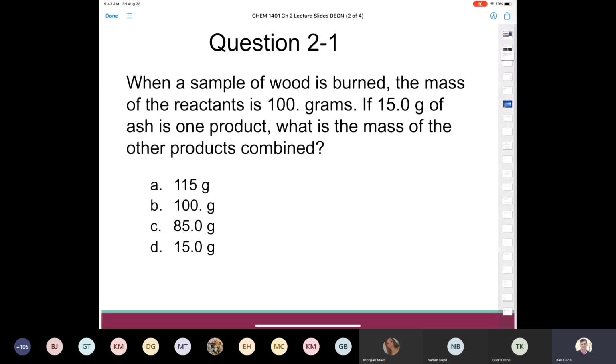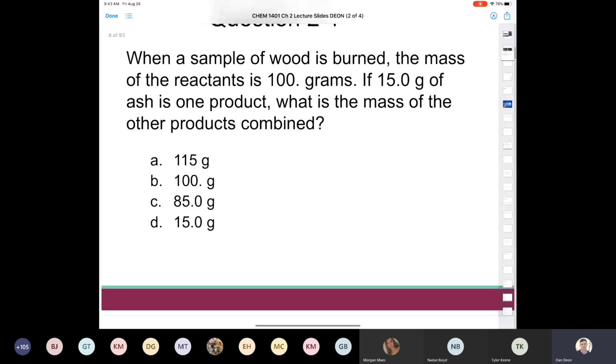It says, when a sample of wood is burned, the mass of the reactants is 100 grams. So notice it doesn't just say the mass of the wood, because you're not just using the wood for the combustion, you're also using oxygen. And so the mass of the reactants is 100 grams. If 15 grams of ash is one product, what is the mass of the other products combined?